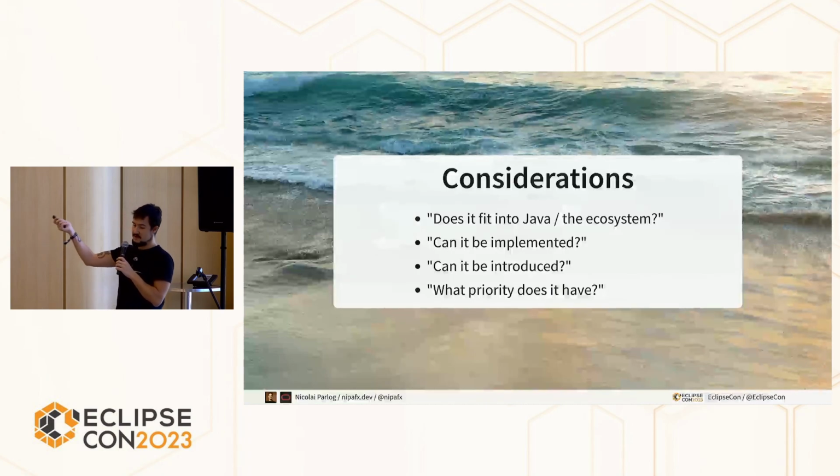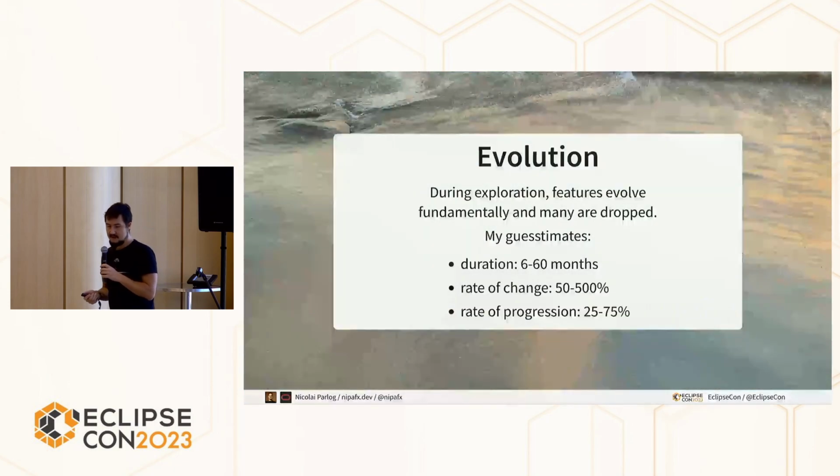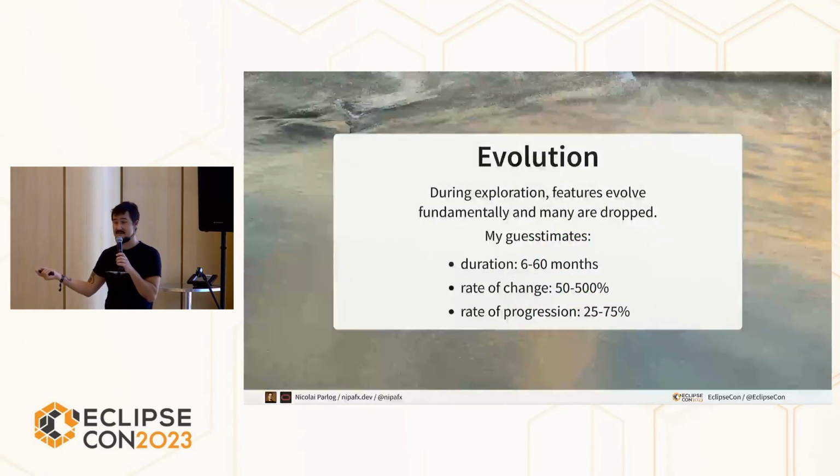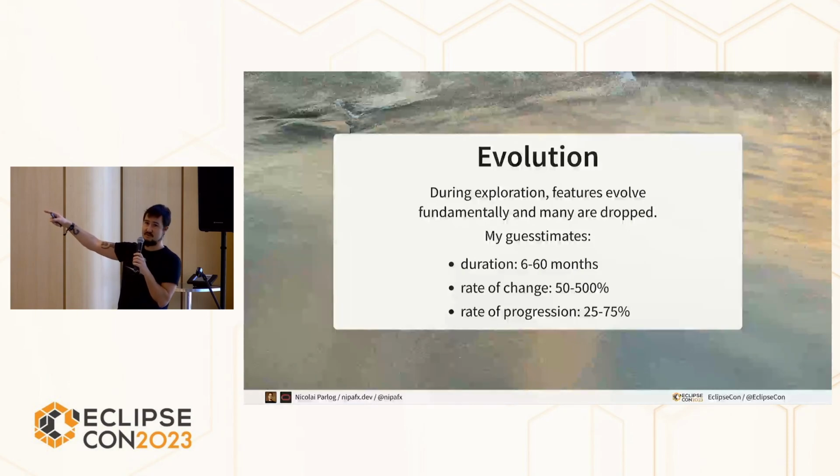Okay, and as I already said earlier, what priority does it have? Is it possible? Yes, but is it worth the effort? And during these exploration phases, features evolve a lot, and fundamentally, and all these numbers are super hard to guess. Rate of change can be way above 100% if you rework ideas several times. I told you about Valhalla, which is on the fifth prototype or fifth implementation right now. So clearly, if you have a solution and then you throw it away and create a new solution, you already changed 100%.